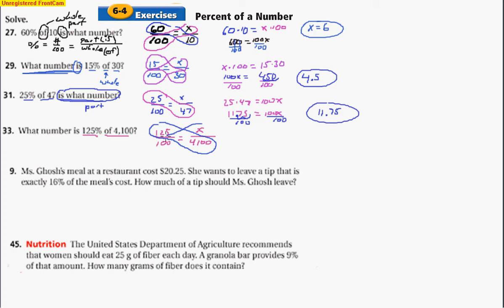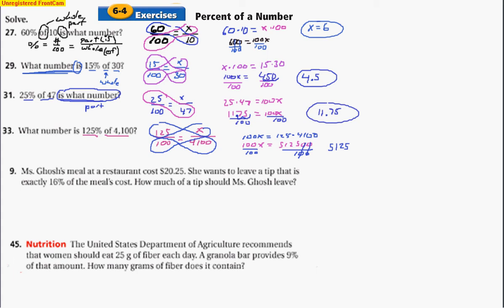So we go ahead and cross multiply here. So we've got the 100x equals the 125 times 4,100. So we can go ahead and do that work there. Still got this 100x equals, and then multiplying these two numbers gives us 512,500. And so we can go ahead and divide by 100. And we can cancel out these two zeros, leaving us just with that 5, 1, 2, and 5.